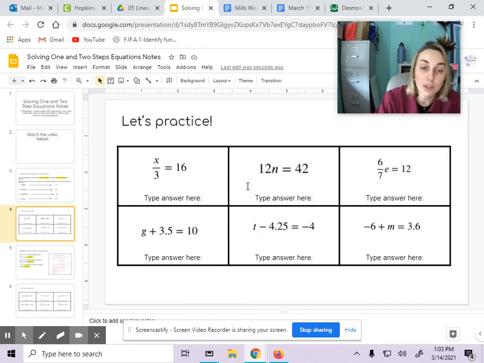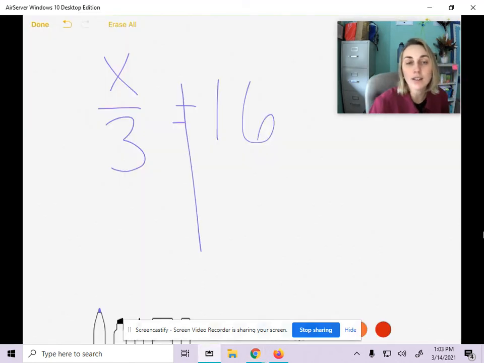All right, so the first question we have, x over 3, and we are going to equal that to 16. So first step here is we want to put our balance beam through the equal sign, because we need to remind ourselves that whatever you do on one side of the equal sign, you do have to do it on the other side of the equal sign as well.